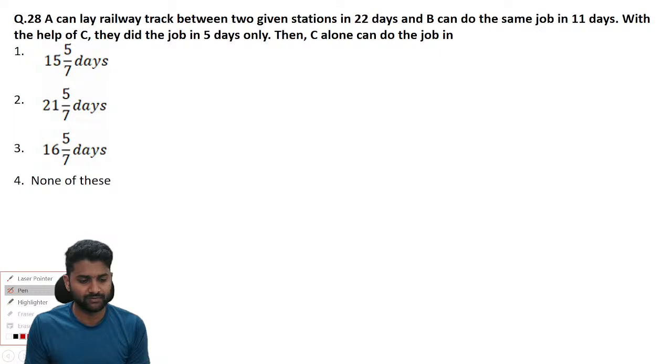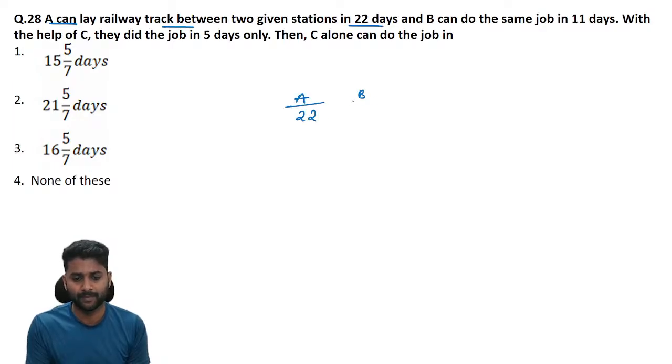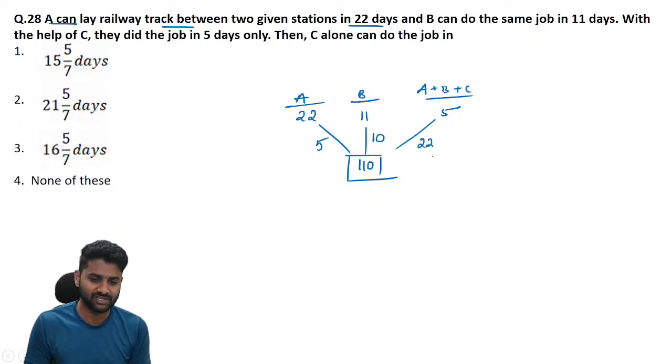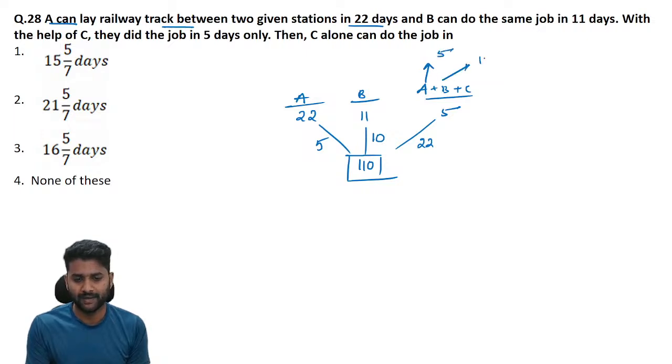Next, again a question from the time and work concept. A can lay a railway track between two stations in 22 days. A takes 22 days. B can do it in 11 days. With the help of C, A plus B plus C took 5 days. Let us take the total work as 110 units. So A's efficiency is 5 units, B's efficiency is 10 units, and A plus B plus C efficiency is 22. Now find C. A's individual efficiency is 5 units, B 10 units, so 15. A plus B plus C is 22, means C is 7.